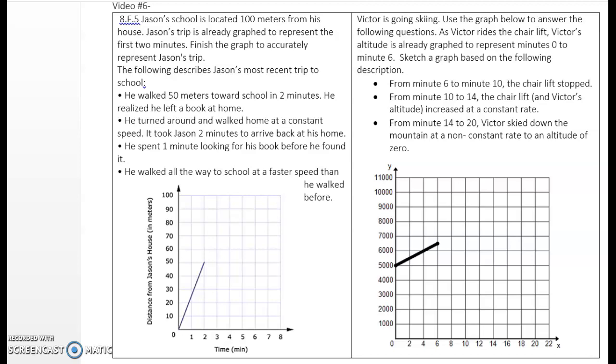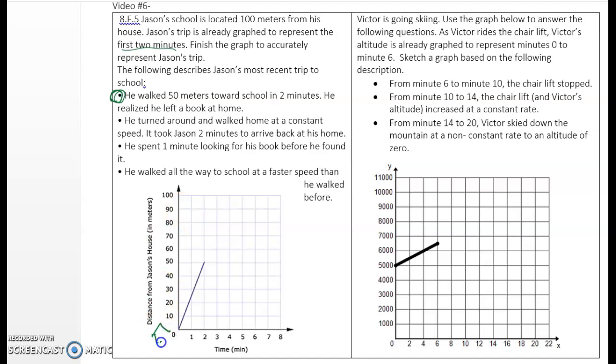Okay, our last video overview today is on this problem here. Jason's school is located 100 meters from his house. Jason's trip is already graphed to represent the first 2 minutes. That's a key piece there because that's our first bullet point here. That's saying he walked 50 meters towards school.